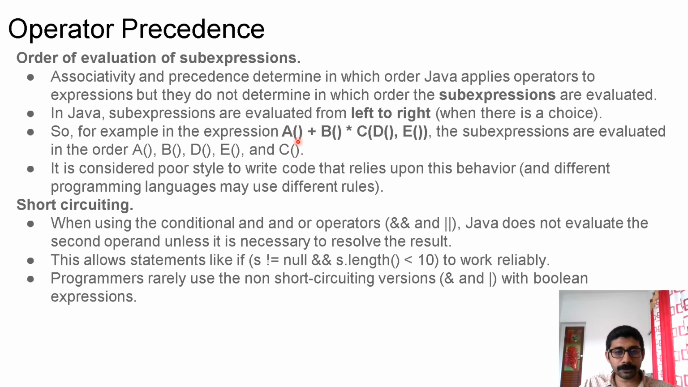Sub-expression means an expression enclosed in another bracket. So, for example, in the expression A plus B star C, in brackets another sub-expression is coming, D, E. The sub-expressions are evaluated in the order A, B, and before evaluating C, I need to evaluate D and E, then C. It is considered poor style to write code that relies upon this behavior.